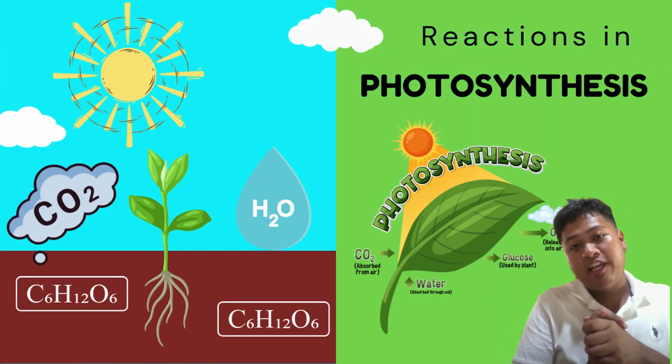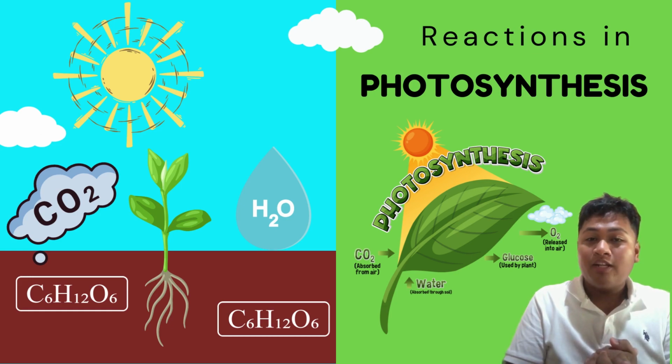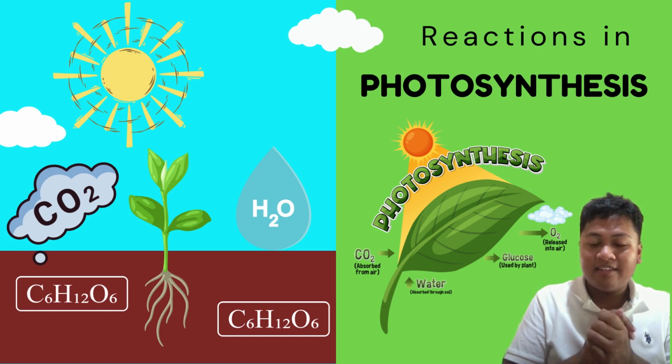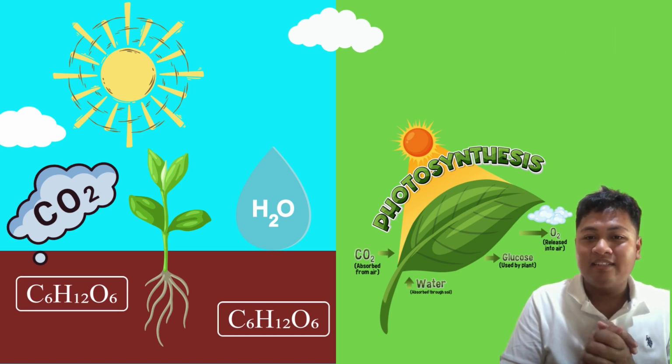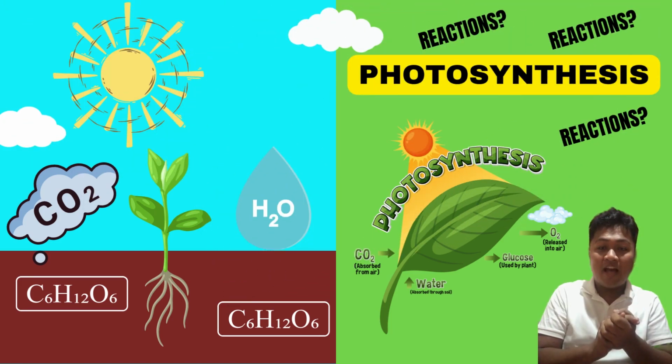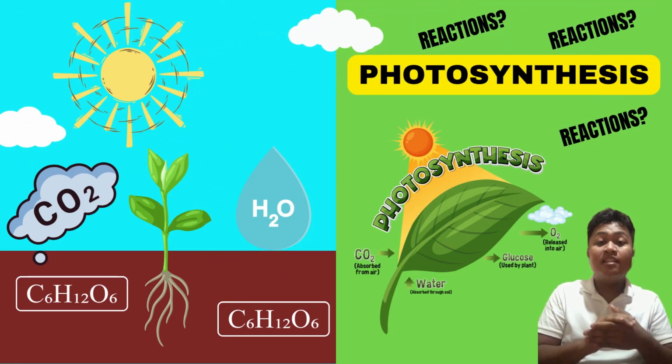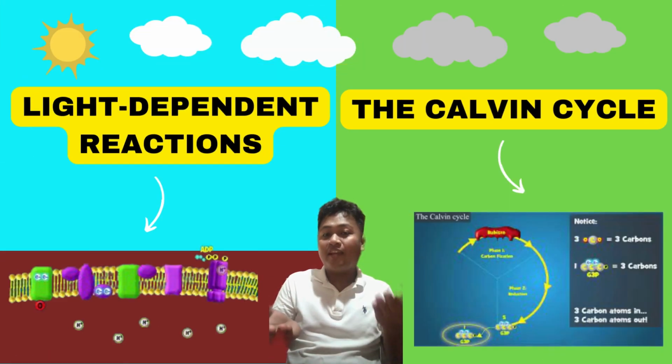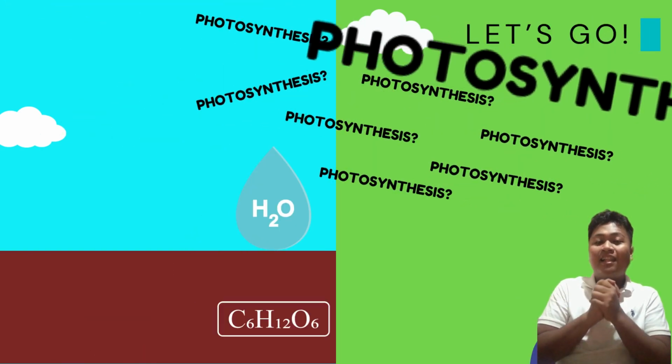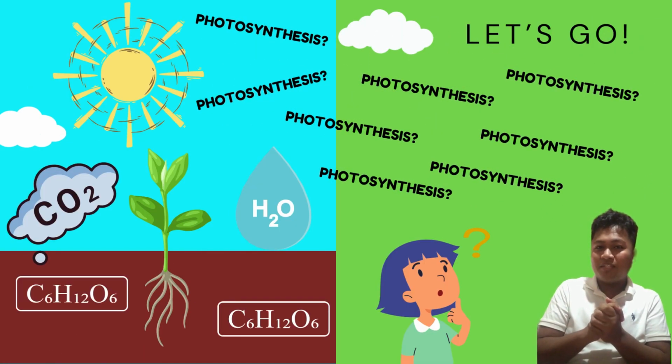I am Arvin J. A. Alfonso and I am a grade 12 student under the Humanities and Social Sciences strand. And today we are going to tackle photosynthesis and its two sets of reactions, the light-dependent reactions and the Calvin cycle. But first, let me explain what is photosynthesis.